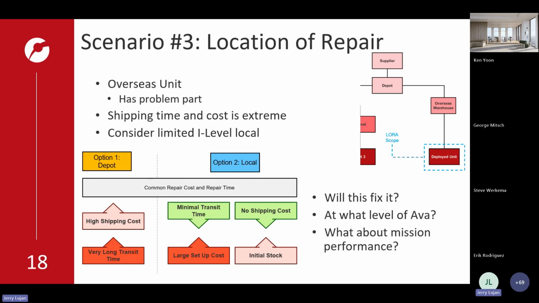So here what we have is what we call location of repair. Now, a LORA typically means level of repair, but we're assuming that all levels are the same. We're assuming all depots are the same. As Matt said, I spent some time in the Marine Corps, and I can tell you that the 2 depots the Marine Corps has, Barstow and Albany, they don't have the same capabilities.